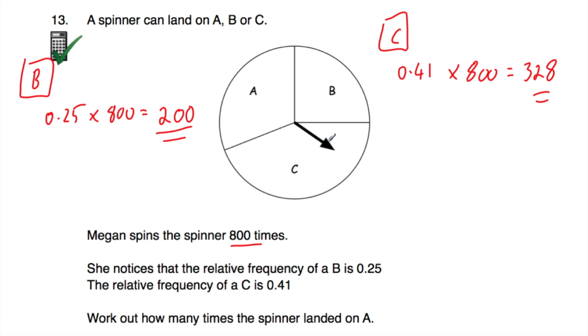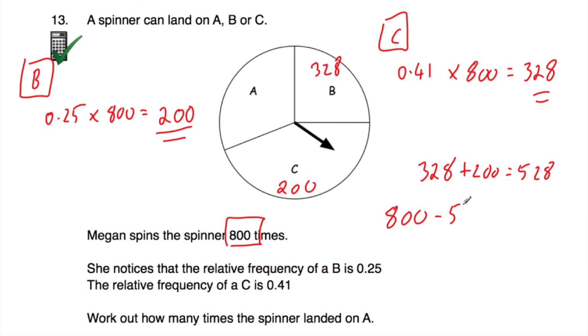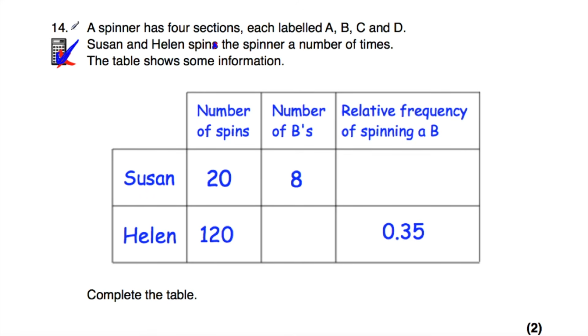So that's fantastic. We now know how many times the spinner landed on B, 200. We know it landed on C, 328 times. To work out how many times the spinner landed on A, we just need to then add them together. So 328 plus 200 is equal to 528. And then take that away from 800 because it was spun 800 times. So 800 subtract 528 will be equal to 272. And that's it. So that means the spinner landed on A 272 times. So how many times did the spinner land on an A? The answer is 272. Okay, let's have a look at our next question, question number 14.